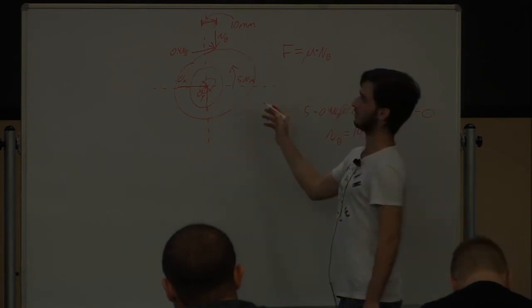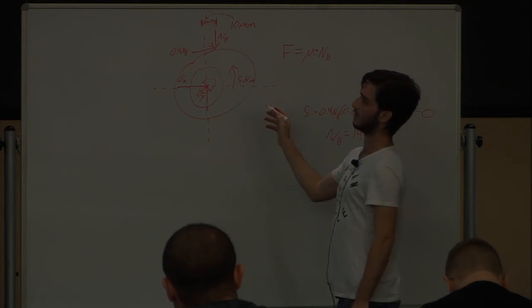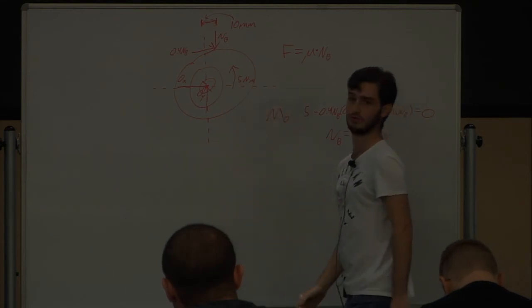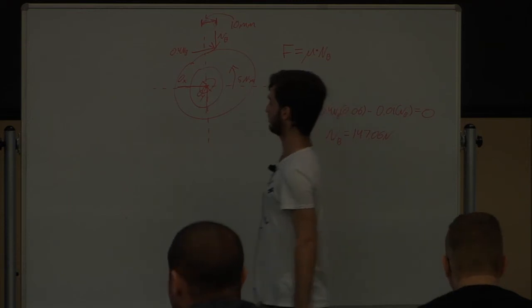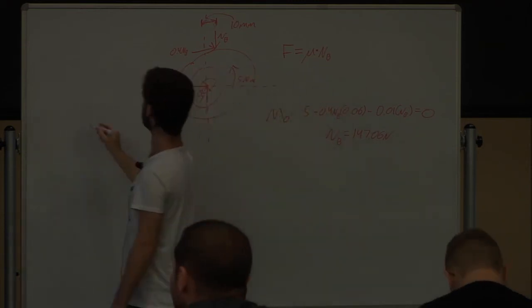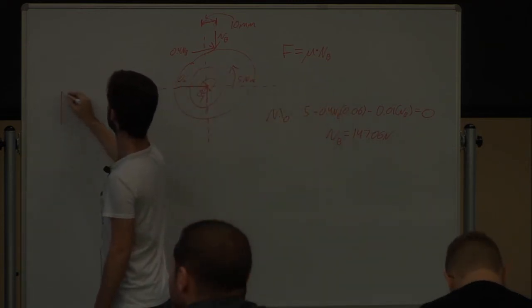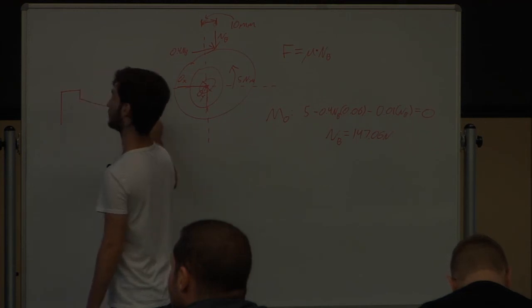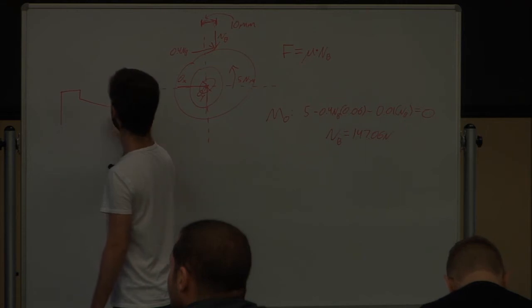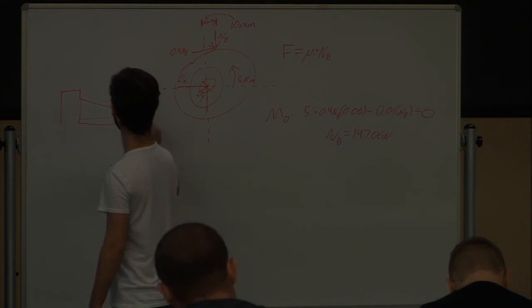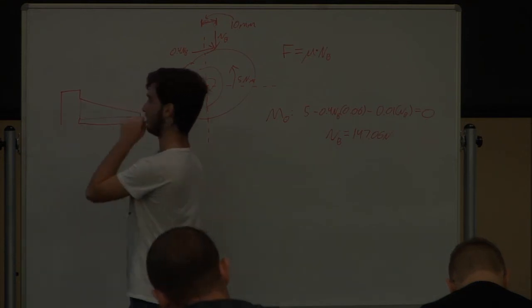Looking at the cam and focusing on the follower, the follower looks something like this. We've got downward force P right here. If NB is going down on this free body diagram, it has to go up on this one.